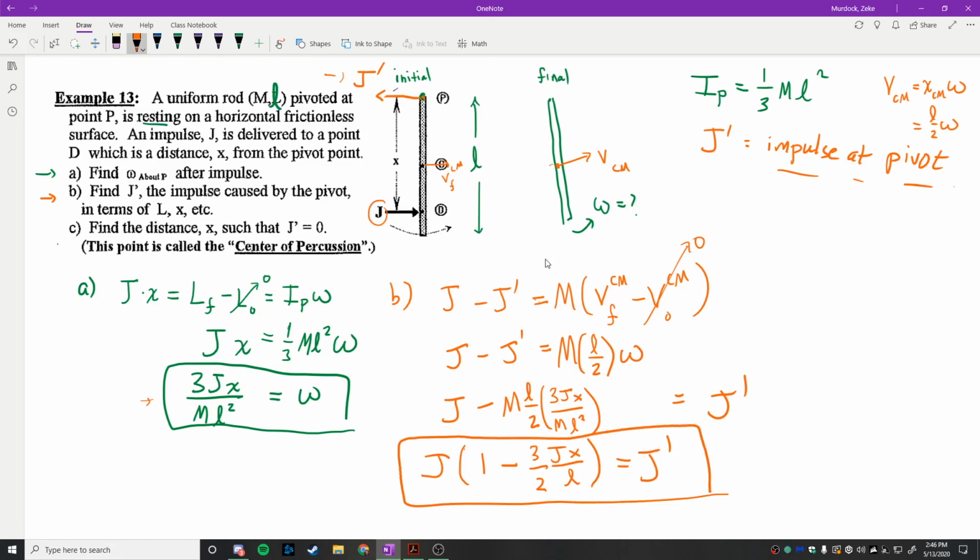And that's our answer. Now, of course, if we had numbers for these things, we could... Oh, whoops. I already factored the J out. My bad. That guy's not there anymore. Just that, right?